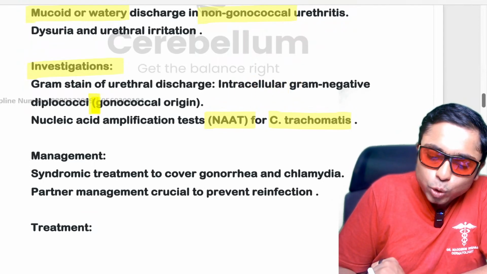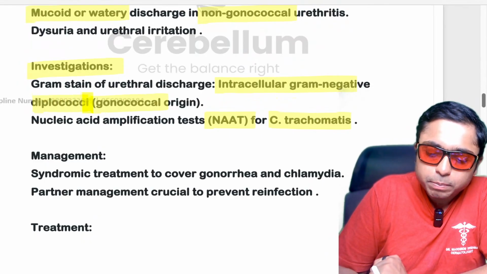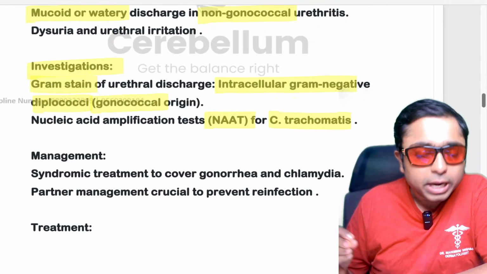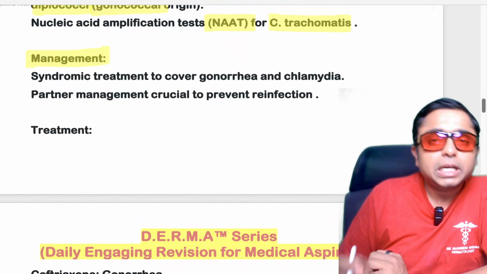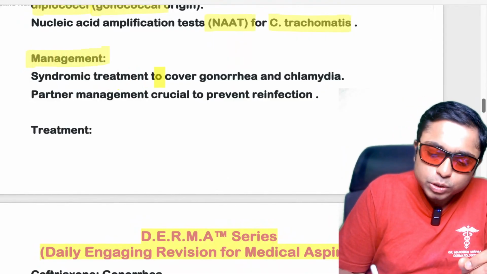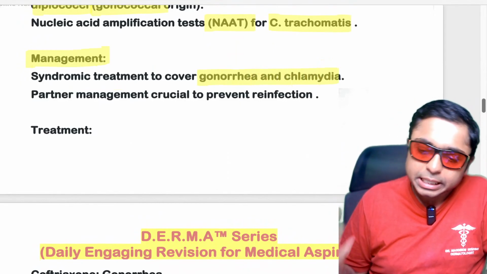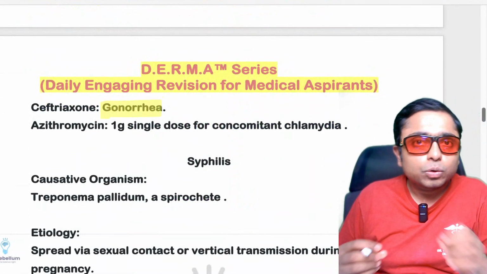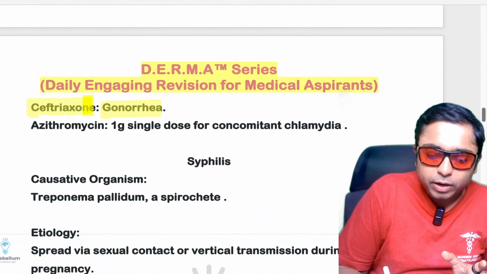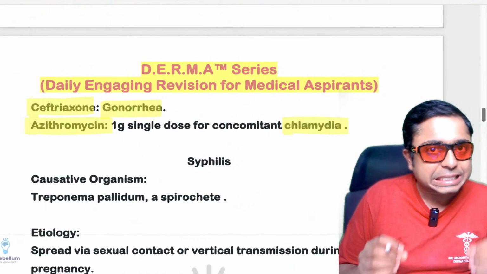Whereas in the case of gonococcal urethritis, remember, it is intracellular gram-negative diplococci on gram stain. Very important, asked many times in the INICET examination. In the management, syndromic treatment is usually given, where we cover both gonorrhea as well as chlamydia. For targeting gonorrhea, we use ceftriaxone injection, whereas to cover chlamydia, we use azithromycin.